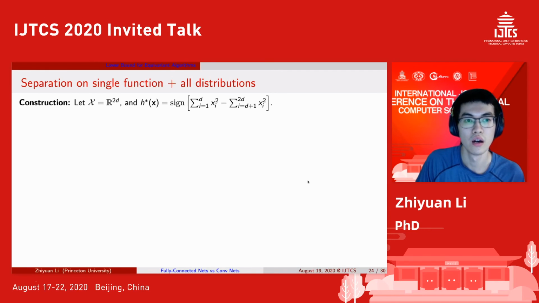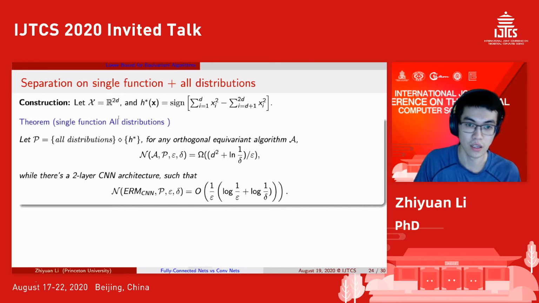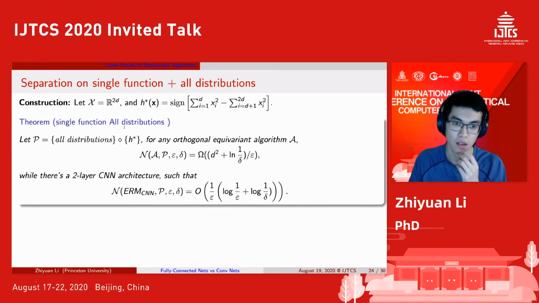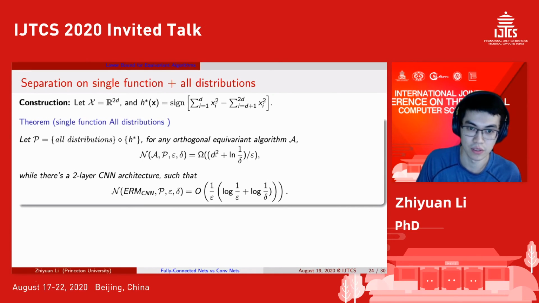So here I will show how to use this reduction to show an omega d squared separation for a single function and all distributions. So this construction is very simple, and this is just a quadratic function on the space of R^2d. And our theorem says that the sample complexity is at least d squared over epsilon, whereas the two-layer CNN architecture can learn it with 1 over epsilon samples. So the gap is d squared.